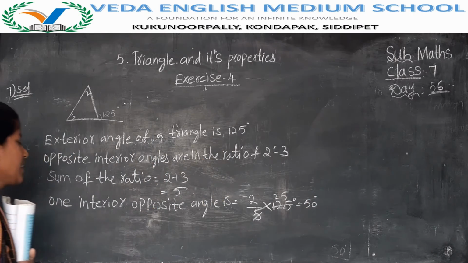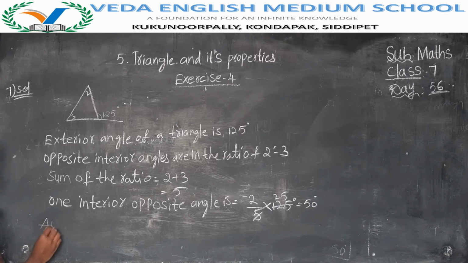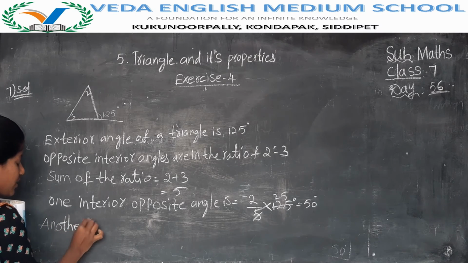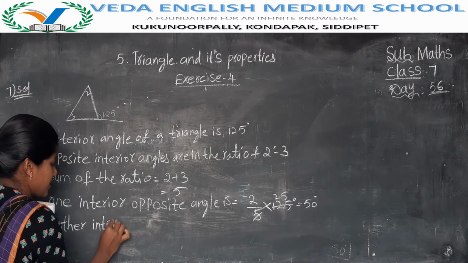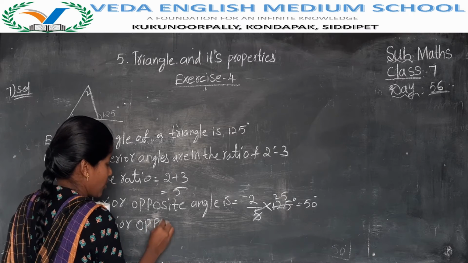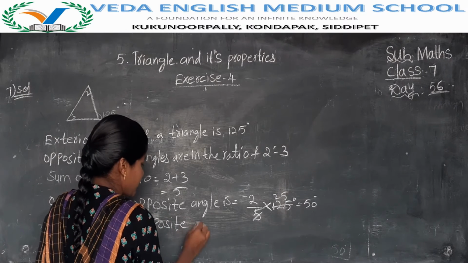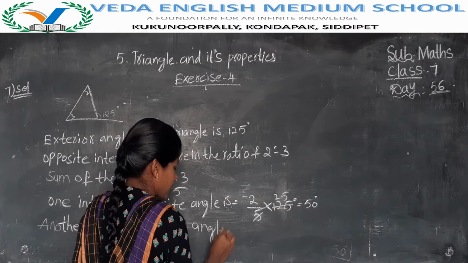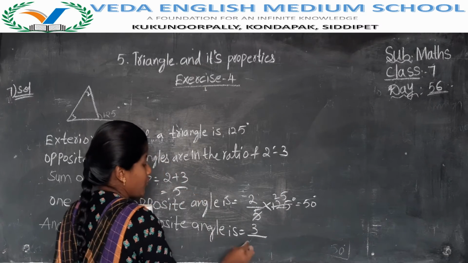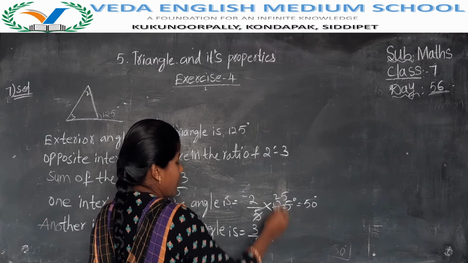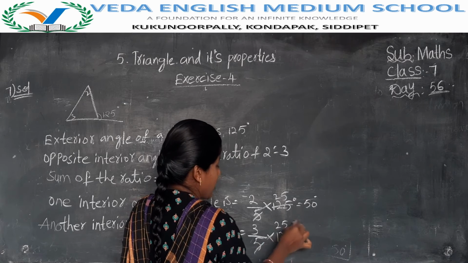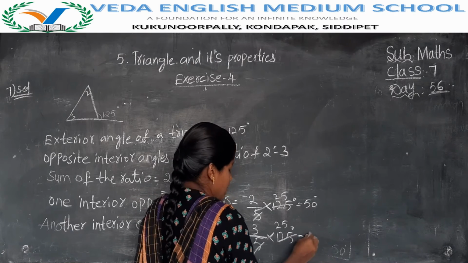Then we have to find another interior angle. Another interior opposite angle is equal to ratio is 3, sum of the ratio is 5, into they have given 125 degrees. 125, we have to write as this: 5 ones are 5, 5 5s are 25, 25 3s are 75 degrees.